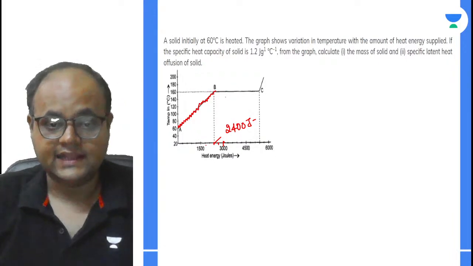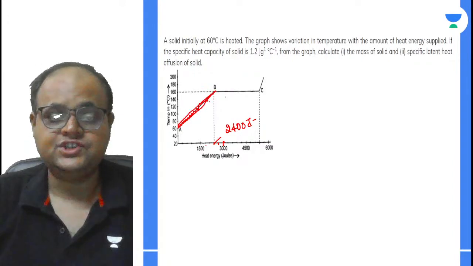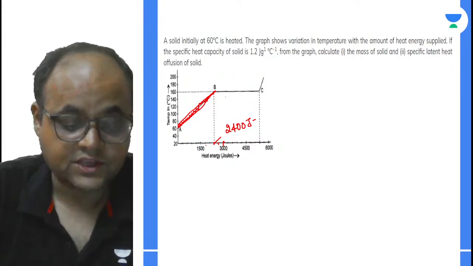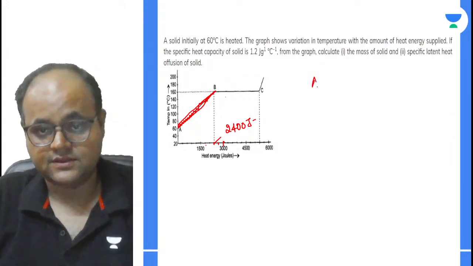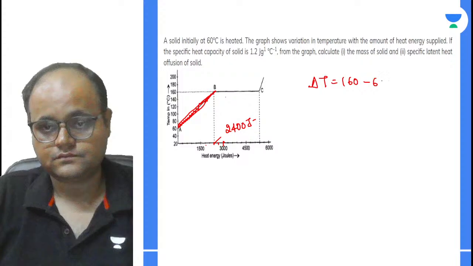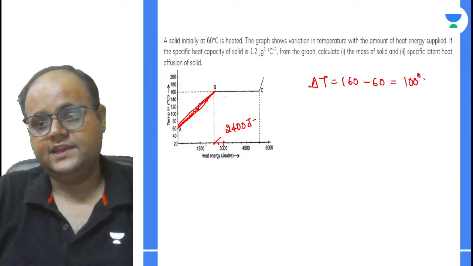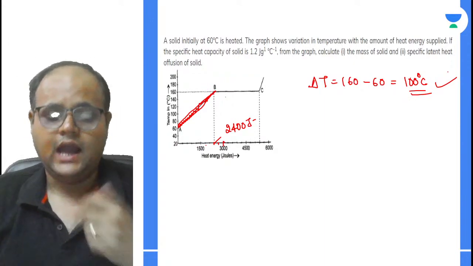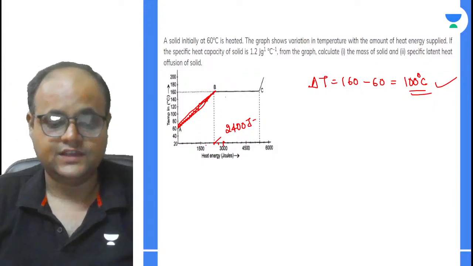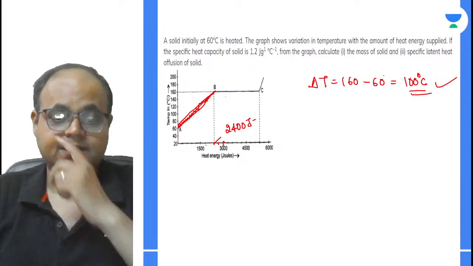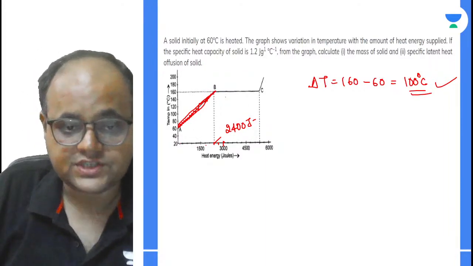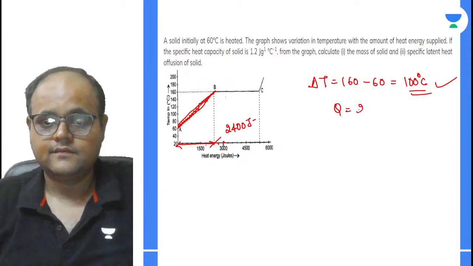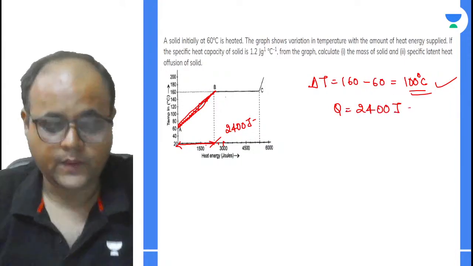ठीक है. So यहां से यहां तक अगर आप देखोगे, what is the change in temperature? From 60 you are moving to 160, right. So what is the change in temperature, which is 100 degree centigrade. This is the change in the temperature, and for this change in the temperature, how much heat is actually required, right? We have to see. Yes, Ashutosh, the change in temperature is 100, and for this change in temperature, how much heat is actually required? This is the amount of heat required, and its value is 2400.